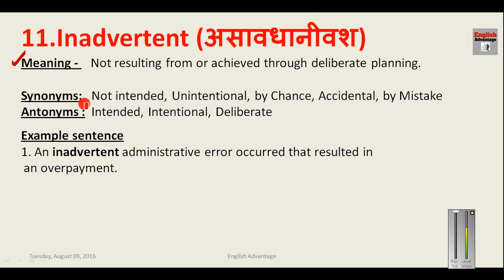Synonyms are not intended, okay, unintentional, by chance, by mistake, accidental. So these are the synonyms. And antonyms are intended, intentional and deliberate. Now let us look at the example sentence. This is the example sentence. An inadvertent administrative error occurred that resulted in an overpayment. Very good sentence. So inadvertent, if something is inadvertent, it was done accidentally, by chance, by mistake.